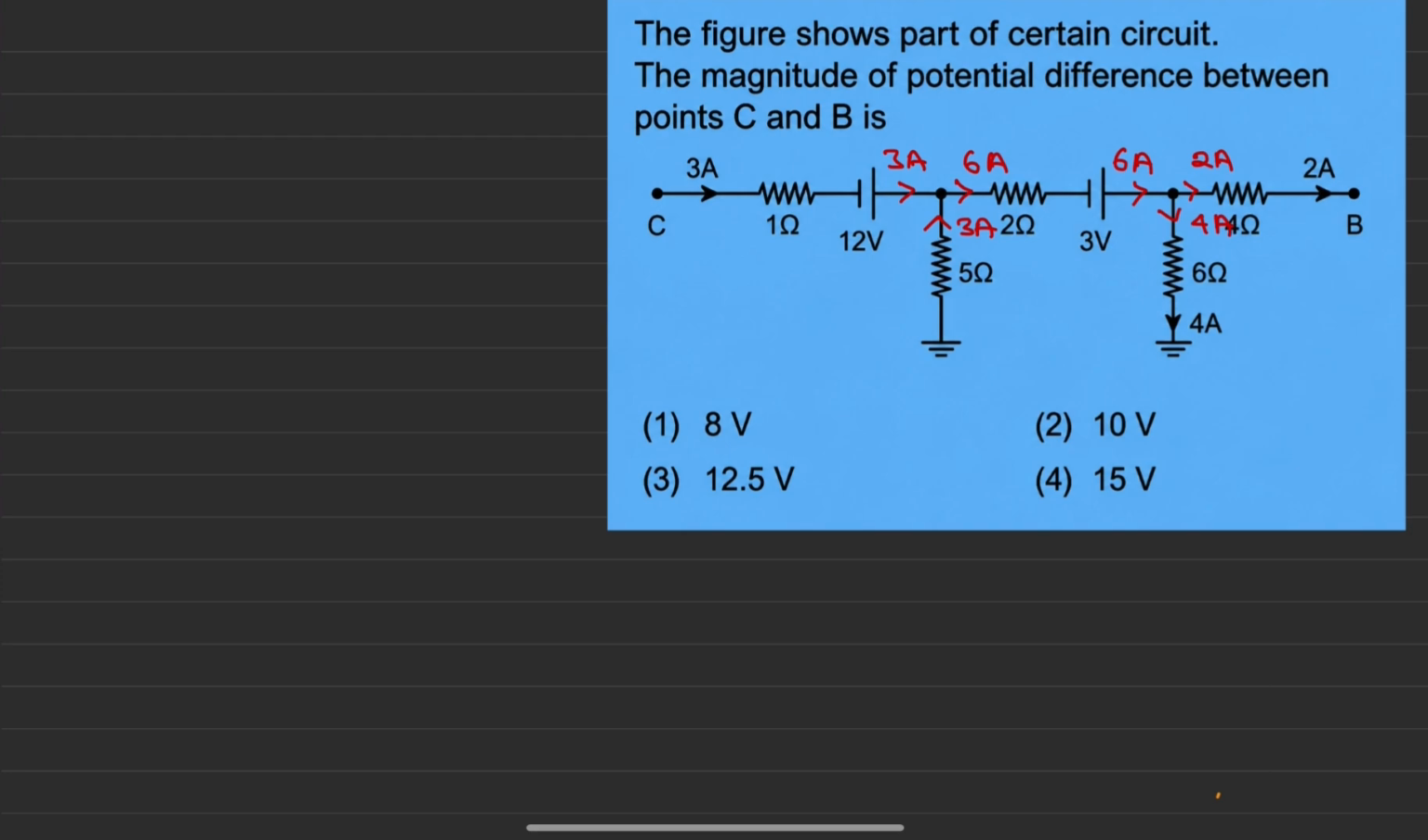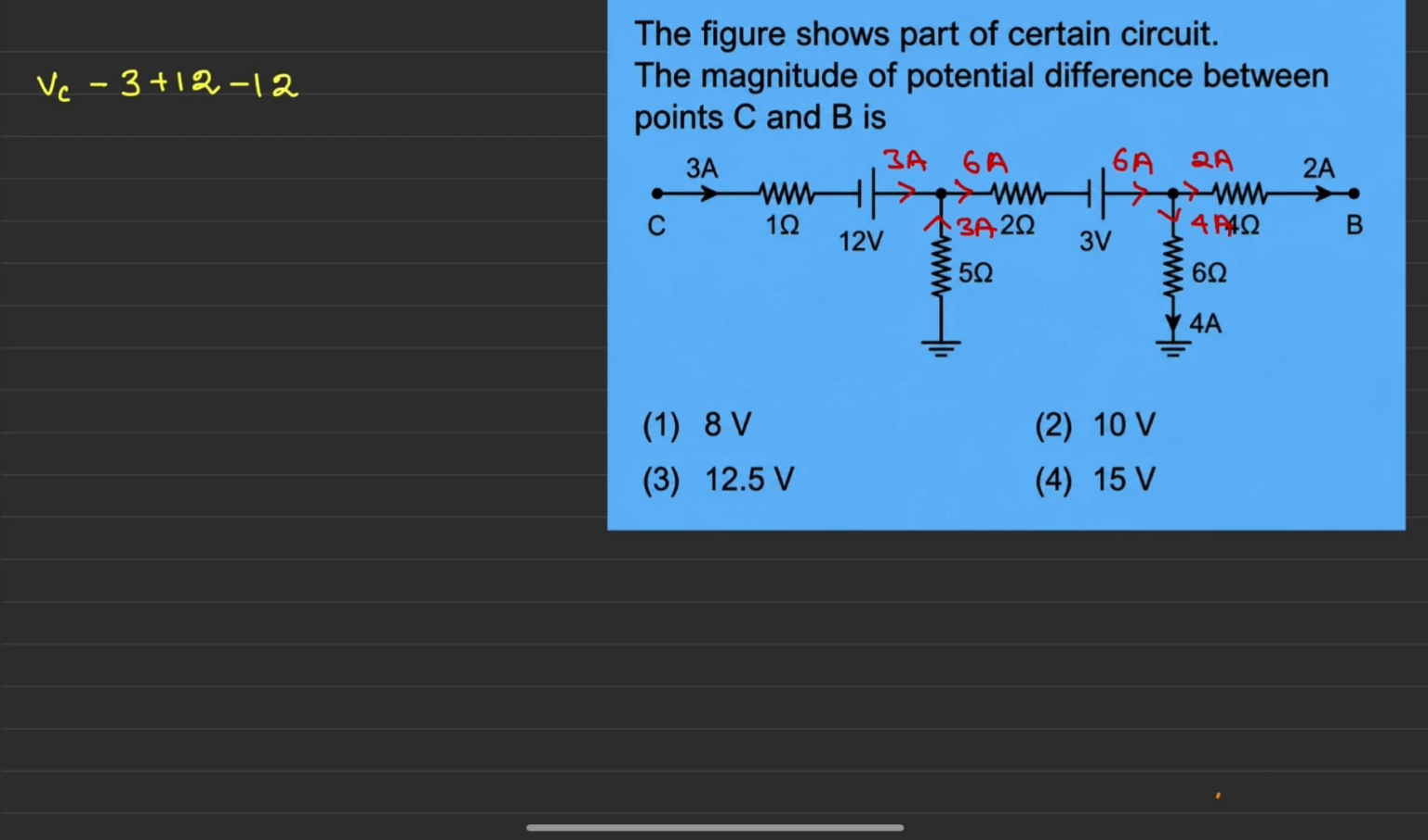So you'll say if we'll start from C, it will become what, VC. We are going through resistance in the same direction of current flow. So it will become what? Minus I into R. I value is 3, R value is 1. 3 into 1 will become 3. Then we are having 12 volt of cell. We are going from lower potential to higher potential. So it will become what here? Plus 12. Then we are having 2 ohm of resistance. We are going in the same direction. So 6 into 2 will become what here?